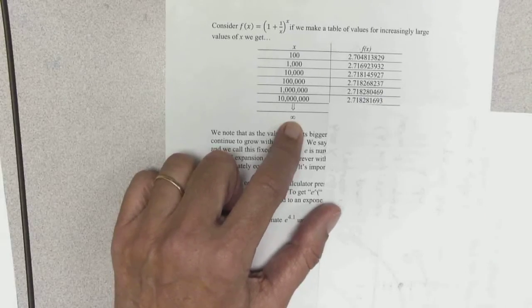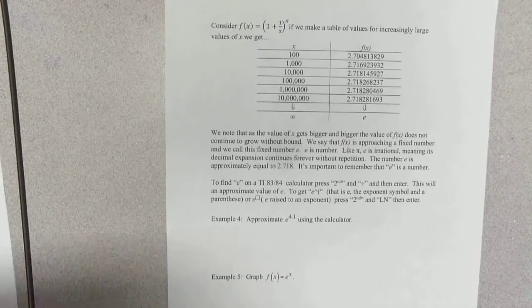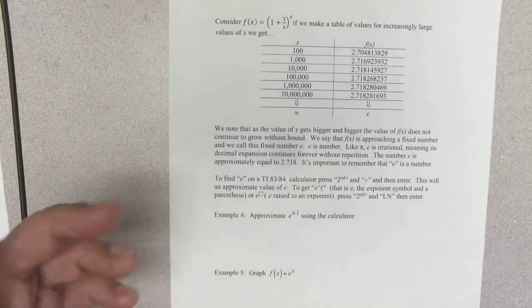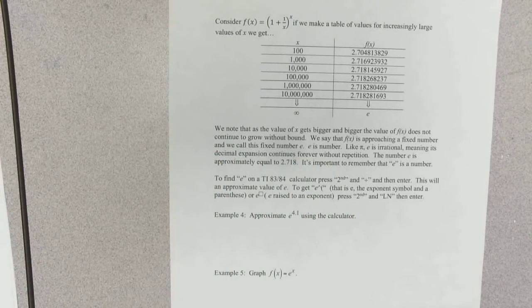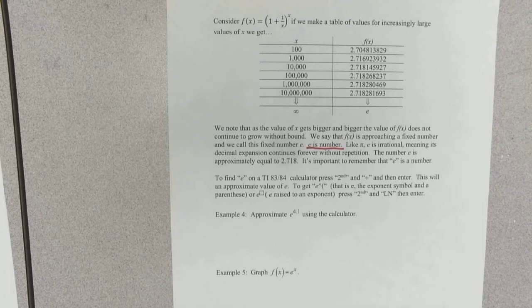This number approaches a fixed number that mathematicians have called E. And that's what it says down here. We note as the value of x gets bigger and bigger, the value of f of x does not continue to grow without bound. We say that f of x is approaching a fixed number, and we call this fixed number E. E is a number. Like pi, E is irrational, meaning its decimal expression continues forever without repetition. The number E is approximately equal to 2.718.